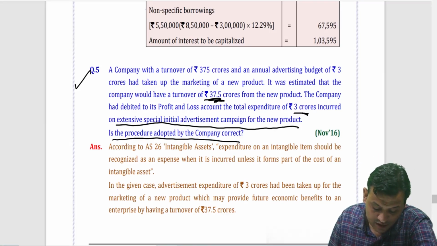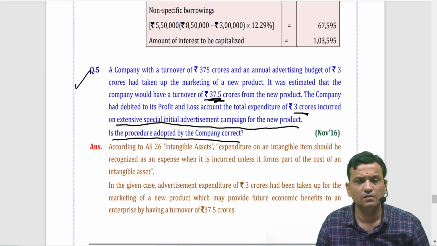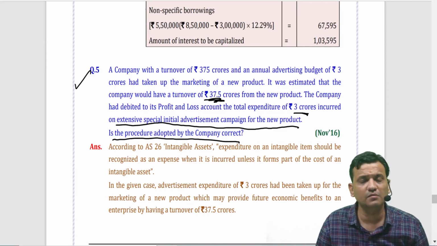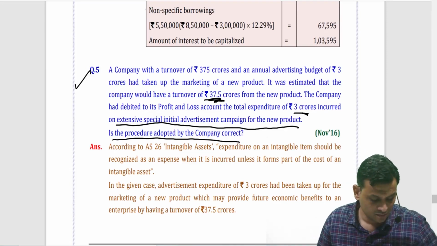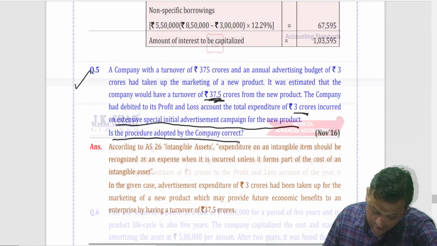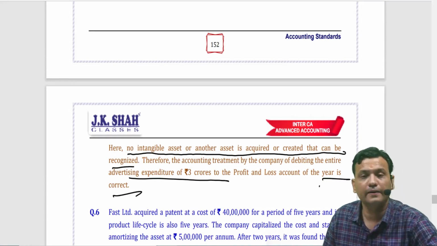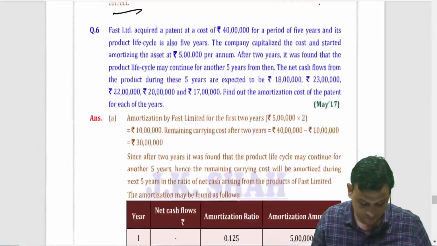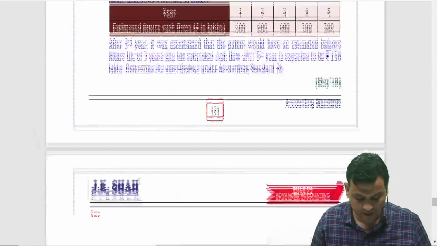Your advertising budget of 3 crores has been taken for marketing. It was estimated the company would have a turnover of 37.5 crore. The company has debited it to P&L. Of course, it is to be. See, this is nothing but a kind of deferred revenue expenditure, and deferred revenue expenditure are not intangible assets. You cannot demonstrate future economic benefits. No intangible asset or other asset is acquired or created that can be recorded. Therefore, the accounting treatment by the company of debiting is 100% correct. Yeah, these are all questions based on the amortization ratio, the ratio in which you get economic benefits.